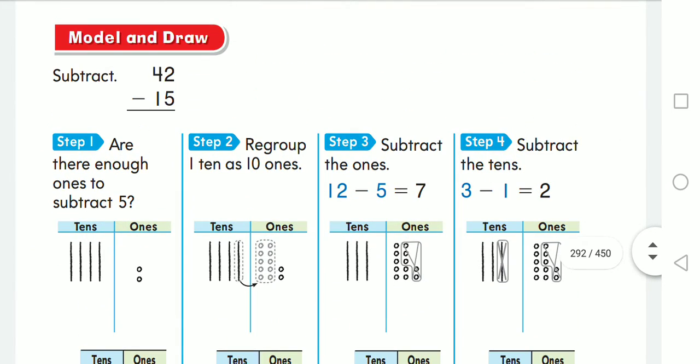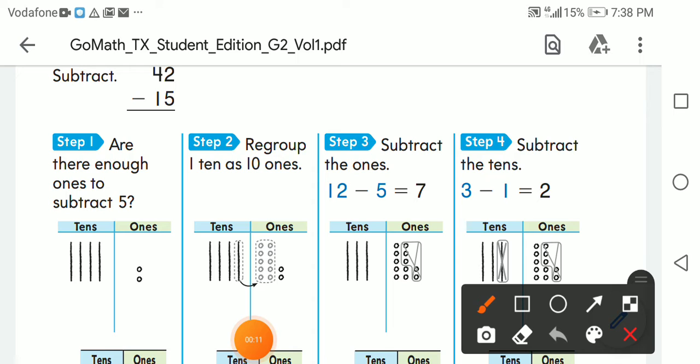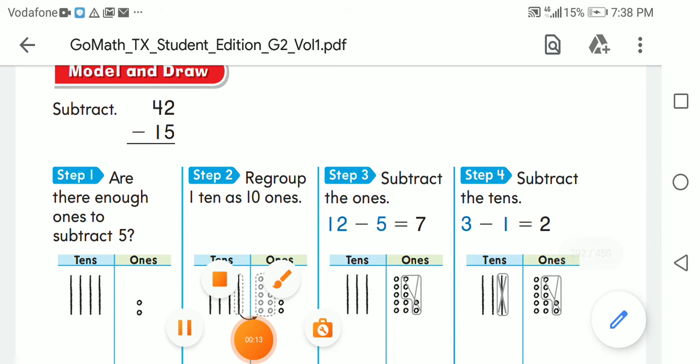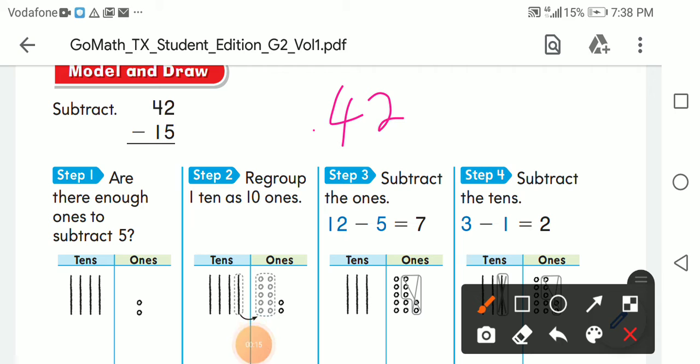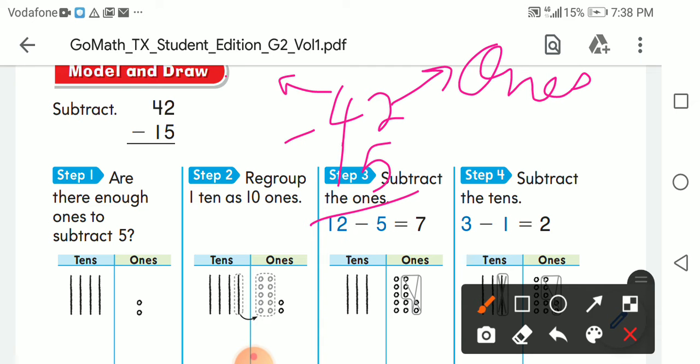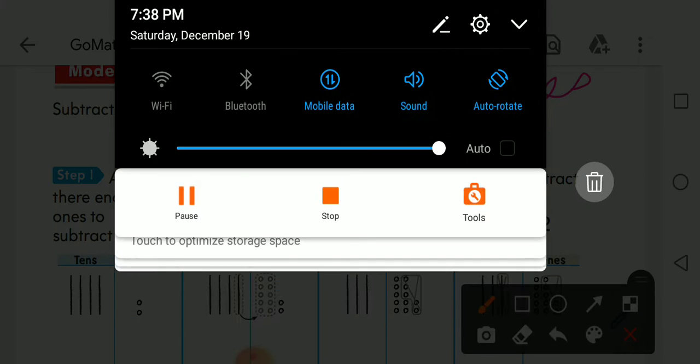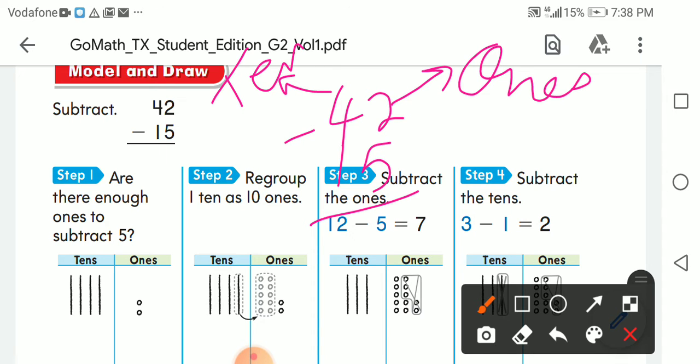If I have here, my dear students, two numbers, like 42 minus 15. So we have here, remember, ones, and we have here what? Tens. These are the place values we got here, okay? So we have here ones and we have here tens. We start with the ones, the right hand. Okay, we want to take away 5 from 2. It can't be. So we are going to borrow.